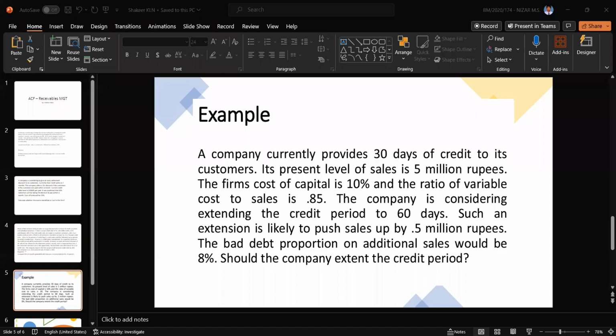Some of the questions are from CA and some from other exams, like ACCA questions, and our lecture material questions. I think that this question is our lecture material question, right?